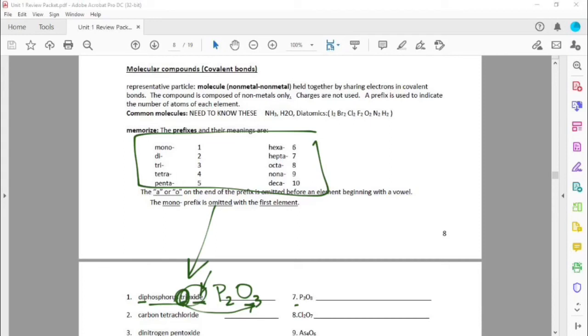So still dealing with phosphorus and oxygen here, just changing up the numbers. Having 3 phosphorus is going to change this to triphosphorus.